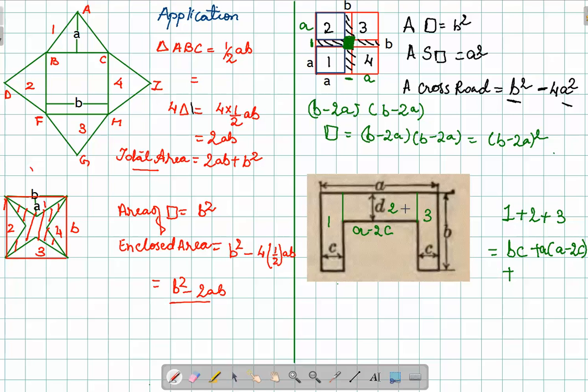Plus what is again the third one? It is BC. So the answer could be 2BC plus A square minus 2AC. Or in other words, it would be 2C times B minus A, plus A square.